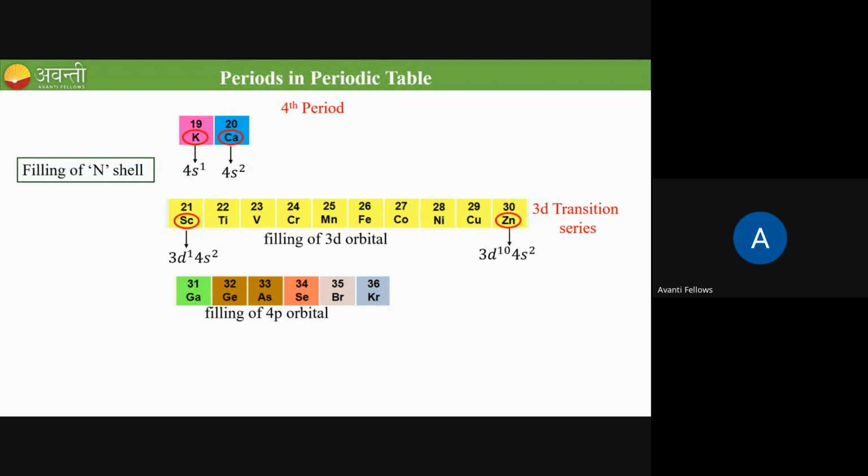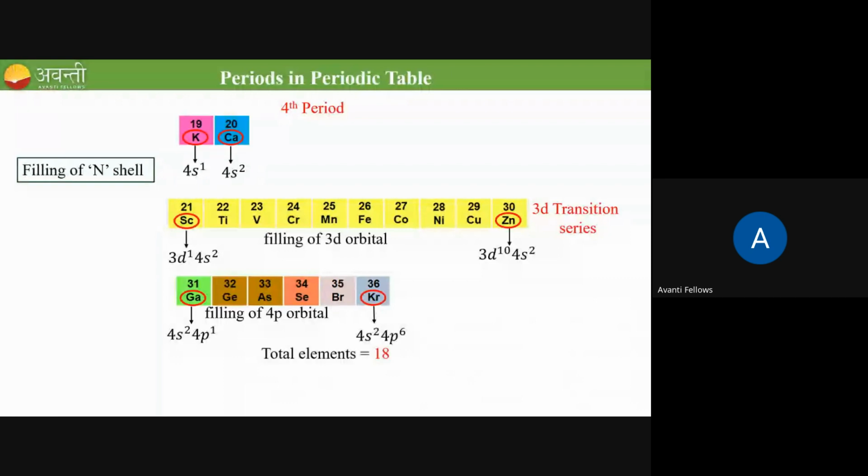You see for gallium, 4s2, 4p1. The last electron is entering into 4p1. And for krypton, it will be 4p6. Got it? So totally, how many elements do we have in this period? First 2, next 10, last 6. So 2 plus 10 plus 6 is 18.